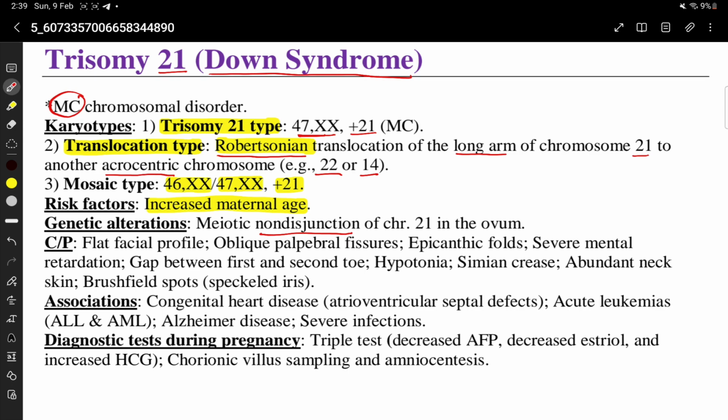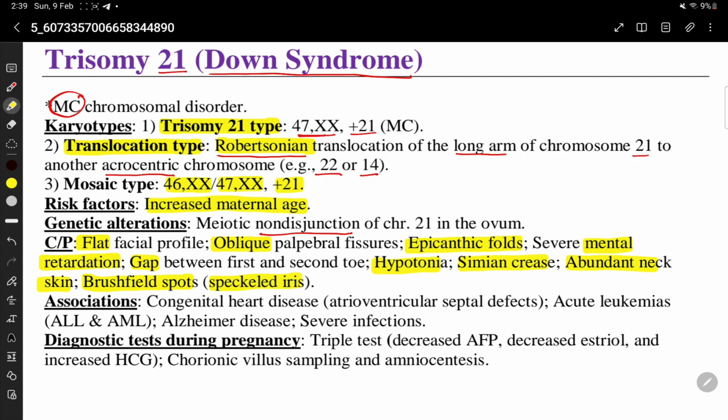Clinical presentations of Down syndrome: flat facial profile, oblique palpebral fissures, epicanthic fold, severe mental retardation, gap between first and second toe, hypotonia, simian crease, abundant neck skin, Brushfield spots or speckled iris.